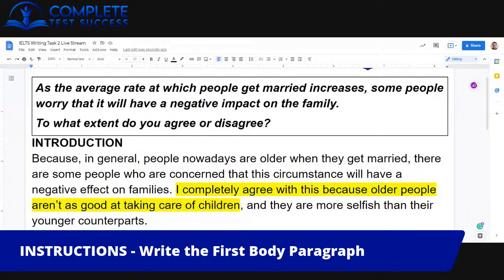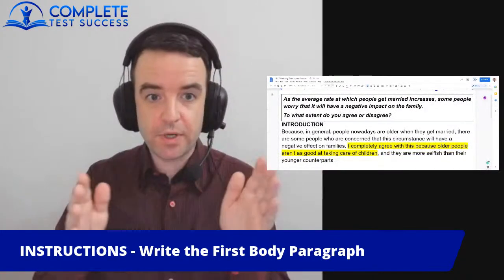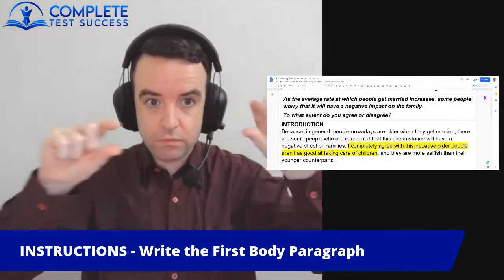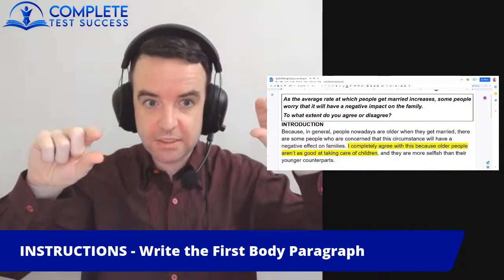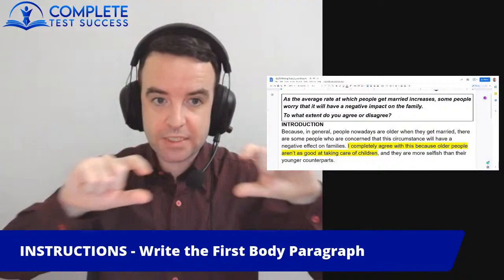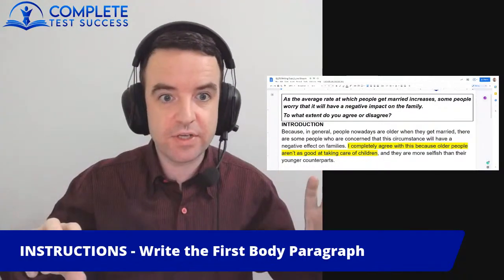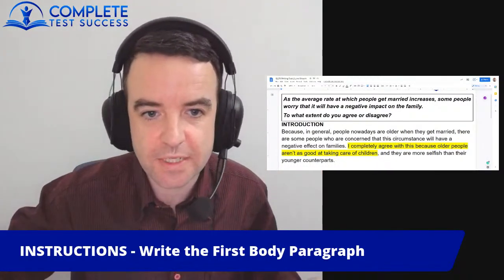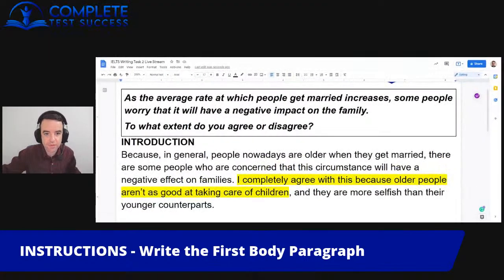there's a lull in the middle of the lesson, but I do want to see your ability to develop an idea, as in you need to follow: first sentence, topic sentence. Don't say anything except repeating that main idea. Explain it, potentially give an example. So that's what I want from you. Write a full body paragraph for that main idea: older people aren't as good at taking care of children. And then as soon as you're ready, you can post that in the comments for me.